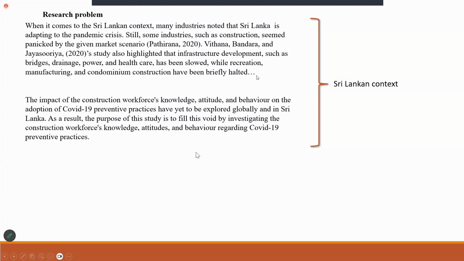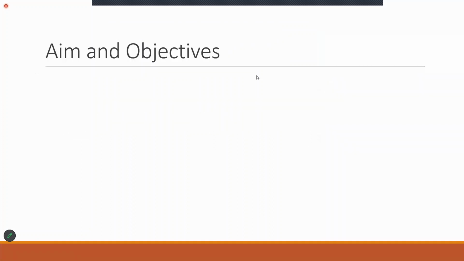Then the problem statement specifically talked about the Sri Lankan context: how it has impacted, and how we can resolve the behavior of the workforce towards positively acting for COVID-19 practice. These will be briefly provided within the research problem area. So you all can discuss with your supervisors and identify the best way to write the background and the problem statement in a very appropriate manner.